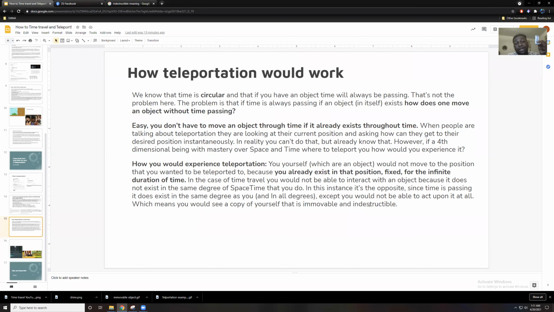Remember, from a fourth dimensional being's perspective, somebody that is a complete master of space and time who isn't affected by any of the rules, he did teleport you. From his perspective, he did take you and teleport you to a different spot. But from your perspective, you're just seeing a being, an entity, an object that cannot be messed with or interacted with in any way, shape, or form.